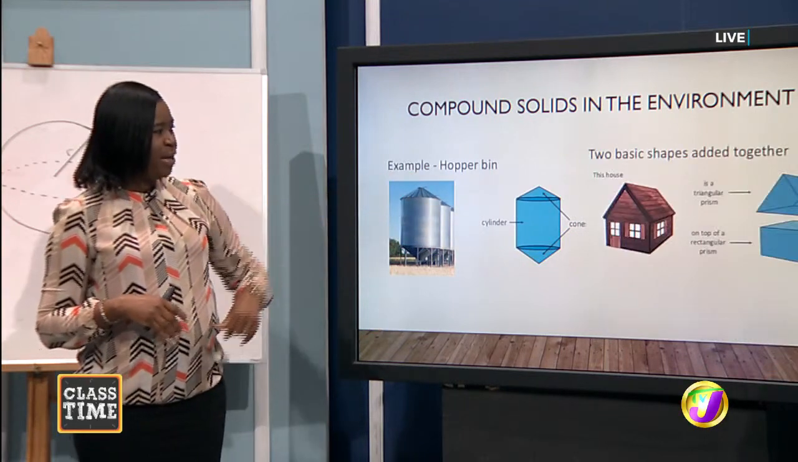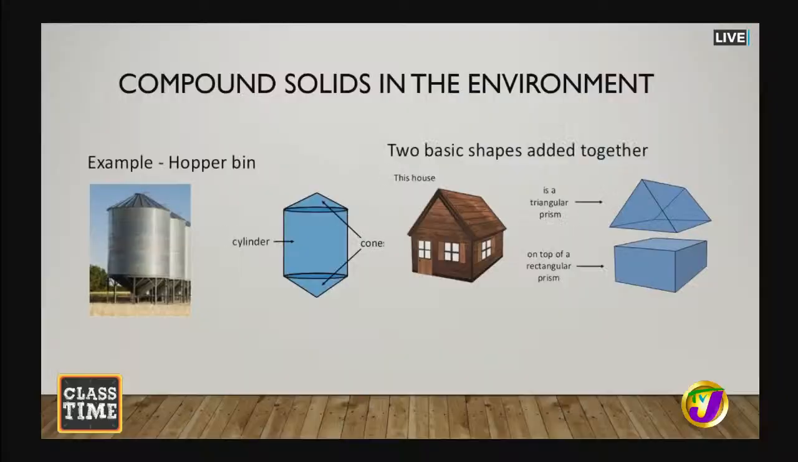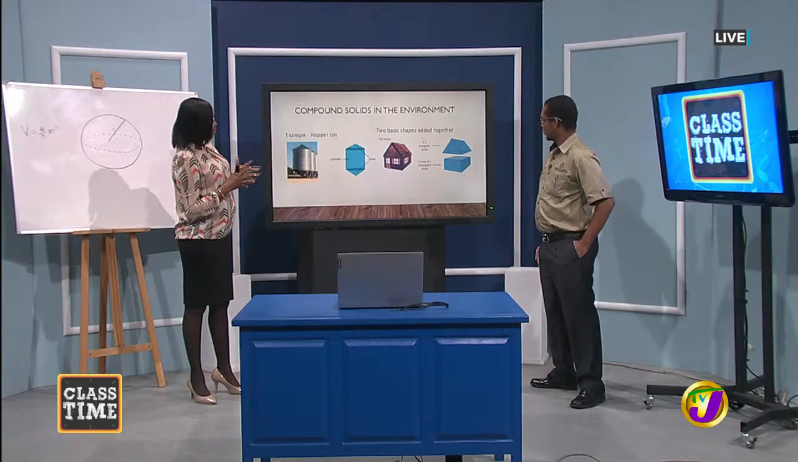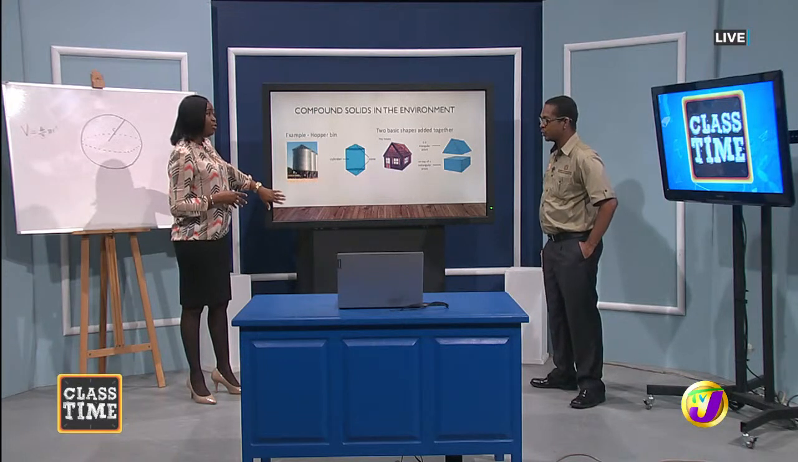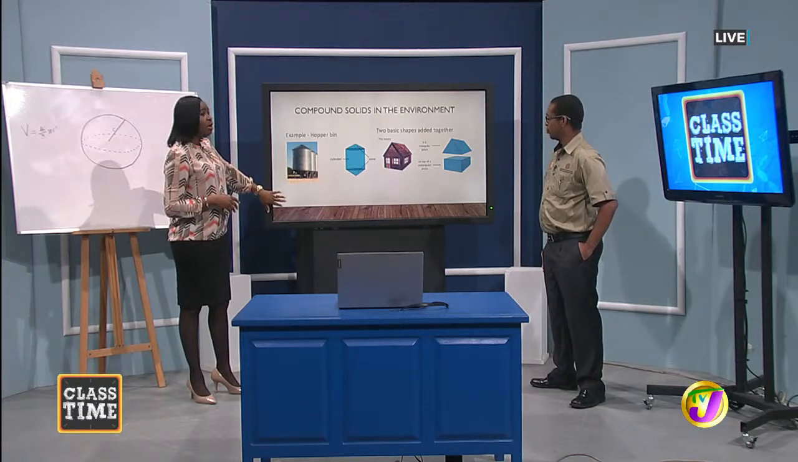So let us look at another example. Whoa, that's a house. It's made up of two basic shapes being put together. Most persons would have known the rectangular prism portion of the house, but I don't think a lot of people visualize the triangular prism at the top, where the roof is. Our contractors or builders have to be aware of these things in order for them to construct properly when they're doing their jobs.